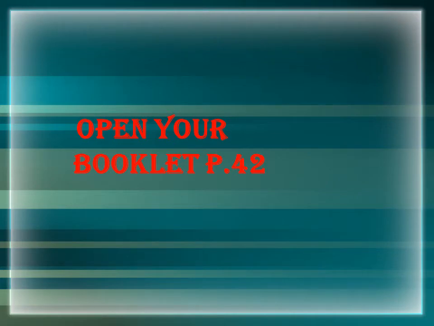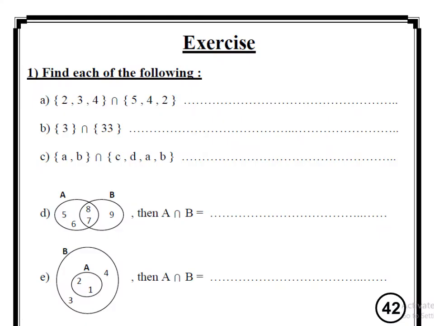Open our booklet, page 42. Question number 1, they are asking to find each of the following. 2, 3, 4 intersecting 5, 4, 2. What's common? 2 and 4. Next, 3 intersecting 33. What's common? Nothing. So the intersection between them is phi. AB intersecting CDAB. What's common? It's A and B.